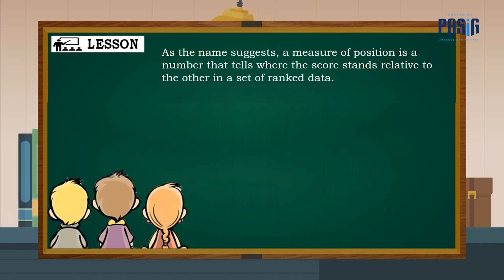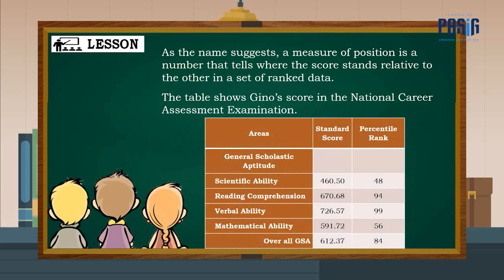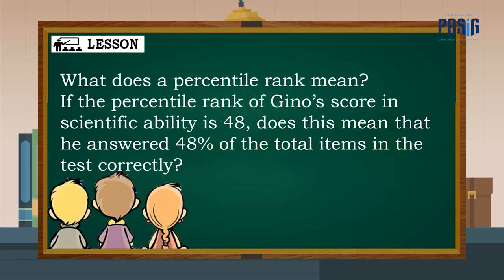As the name suggests, a measure of position is a number that tells where the score stands relative to the others in a set of ranked data. The table shows Gino's score in the National Career Assessment Examination. What does a percentile rank mean? If the percentile rank of Gino's score in scientific ability is 48, does this mean that he answered 48% of the total items in the test correctly?